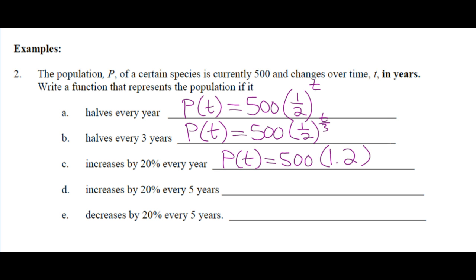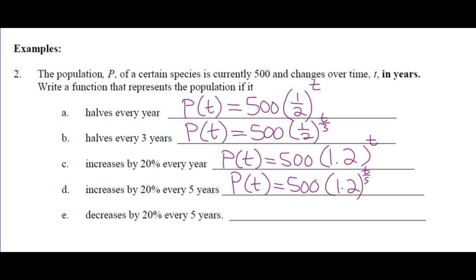1.2. Yeah, 1 plus 20% is a decimal, 0.2. And it's every year, so what do we do with the P? Just T. Every 5 years, increases by 20% every 5 years. What change do we make? So T over 5, right? And just think about it. It takes 5 years to go up by 20%. 5 divided by 5 gives me 1. That would be a 20% increase.